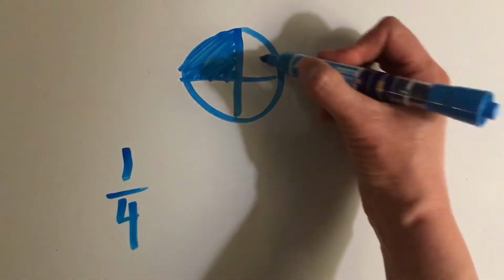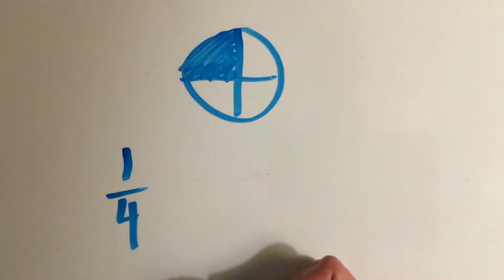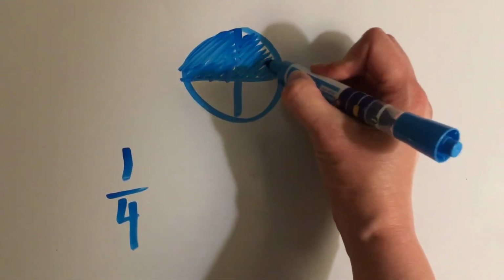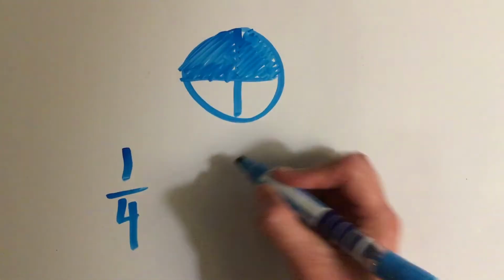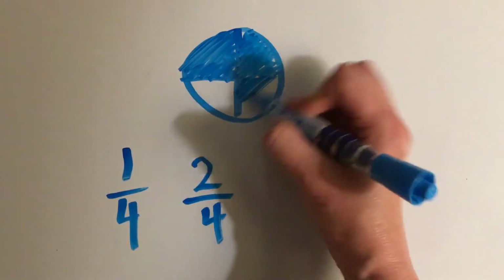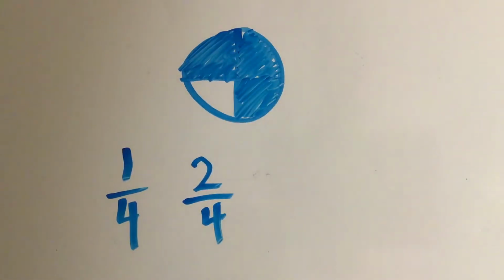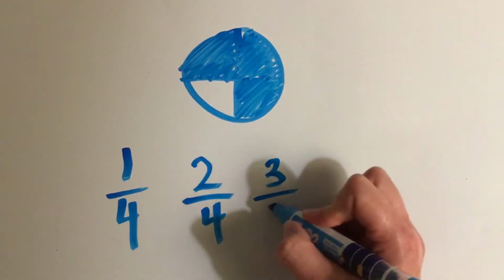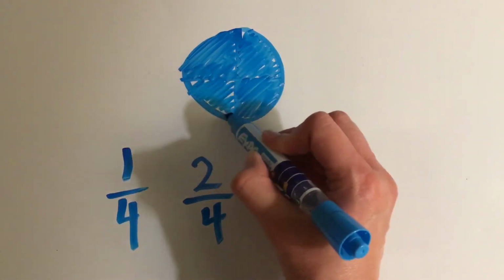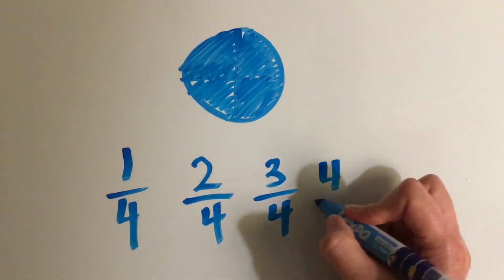Now what if I wanted to count the rest of the equal parts in this whole shape? Well, if I shade a second part, what is the fraction now? If you said 2/4, you were correct. If I shaded a third part, what is my fraction now? If you said 3/4, you're correct. And finally, if I shade that final part, I get 4/4.